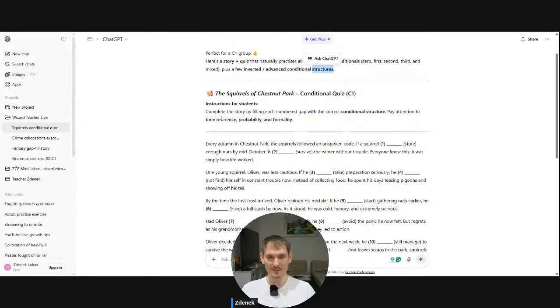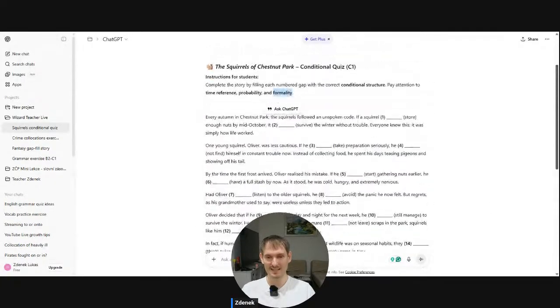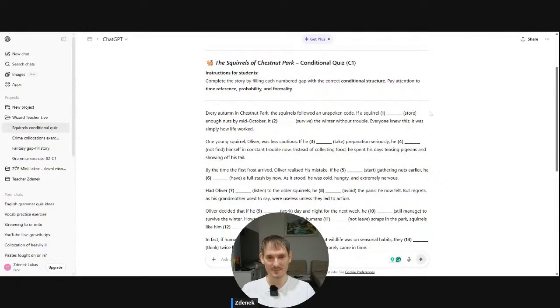Instructions for students. Complete the story by filling each numbered gap with the correct conditional structure. Pay attention to time reference, probability, and formality. Oof. Oh God, 19. Oh, that's going to take ages. All right. Every autumn in Chestnut Park, the squirrels followed an unspoken code. If a squirrel, something with the verb store, enough nuts by mid-October, then we have another gap, survive the winter without trouble. Everyone knew this. It was simply how life worked.